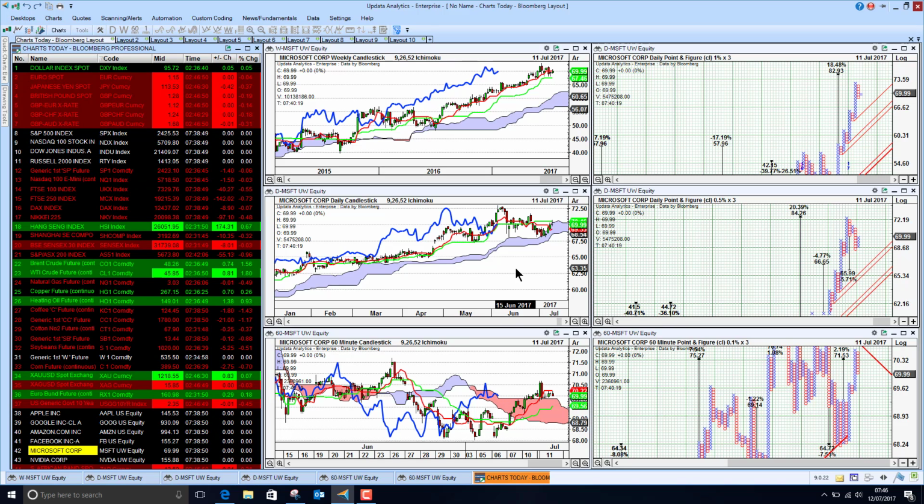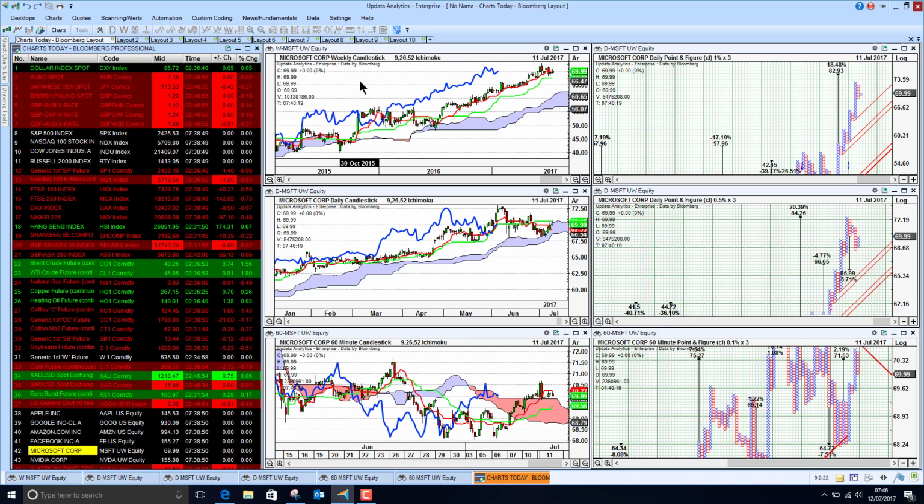So tech is looking a lot better than it was last week, but we're still not fully out of the woods, so we just need to see a couple more bullish days to be confident that this is a buying opportunity. That's it for today.